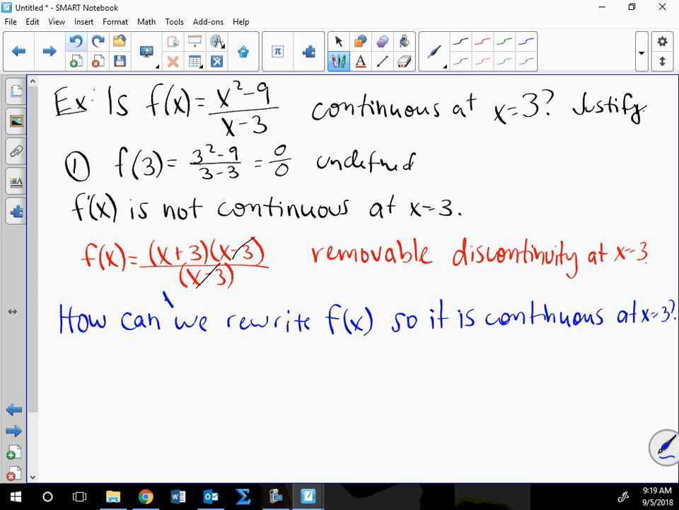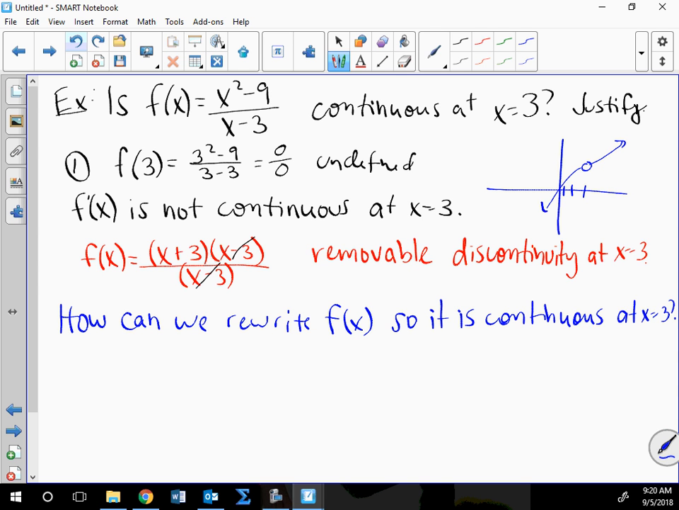If you've got a hole in the ground, how do you fill in a hole? You just fill in the dirt, right? If we've got a hole in the grass, how do we fill in a hole? Fill in the hole with a dot. We want that function to actually be defined there. So what we have happening is that there's some type of hole at 3.